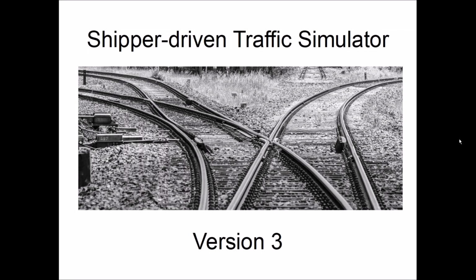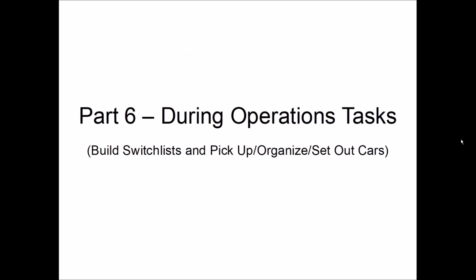Okay, we're now starting the second video that covers the portions of STS involved in actually running an operating session. In the first portion, we talked about having customers order cars, filling those car orders, and then repositioning empties. In this section, we're going to talk about building switch lists and then actually running trains, showing you how they will pick up cars, organize their trains, and then set cars out.